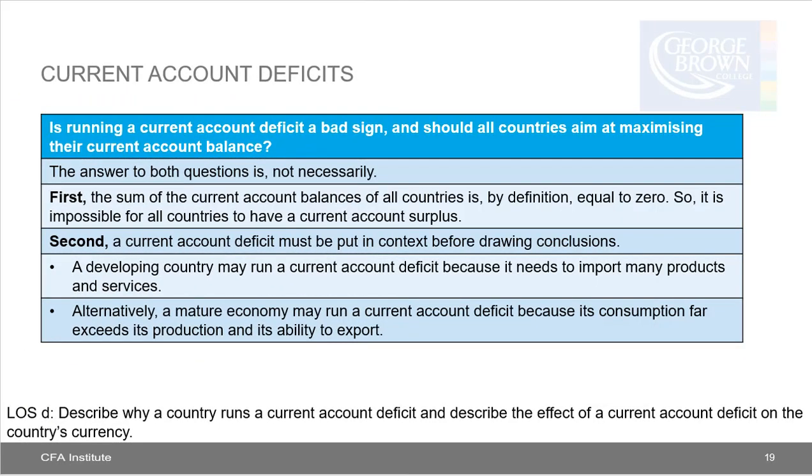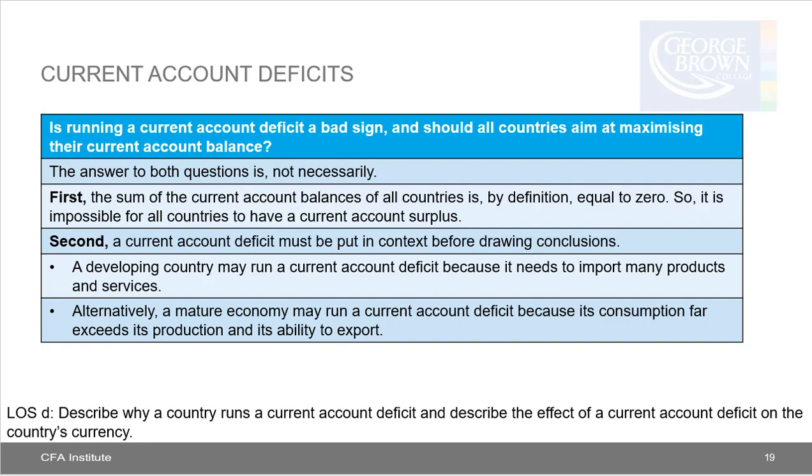Learning outcome statement D is describe why a country runs a current account deficit and describe the effect of a current account deficit on the country's currency. Okay, so this slide starts with a question: is running a current account deficit a bad sign? And should all countries aim at maximizing their current account balance? Well, the answer to both questions is not necessarily. First, the sum of the current account balances of all countries is by definition equal to 0. So it is impossible for all countries to have a current account surplus. Second, a current account deficit must be put in context before drawing conclusions.